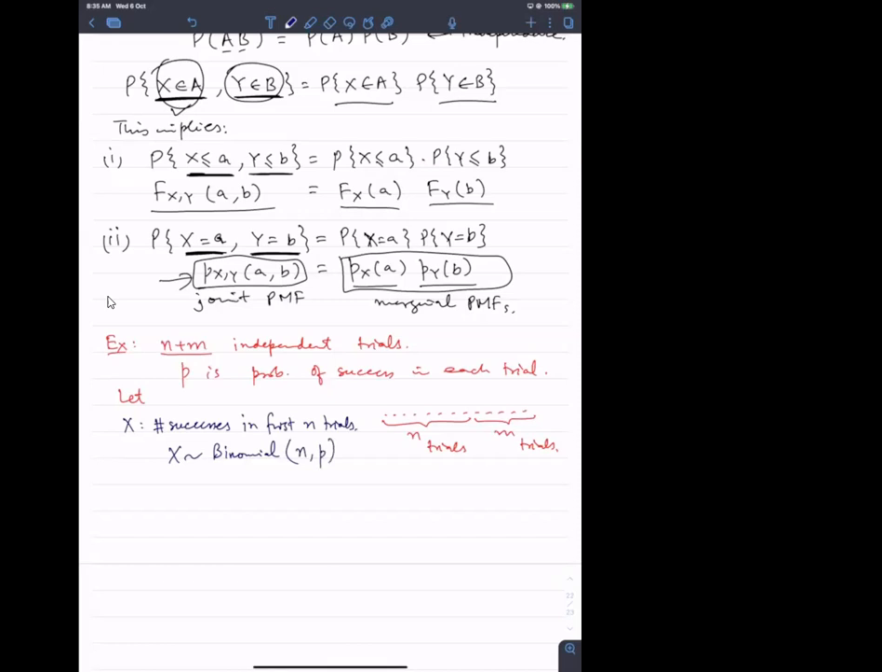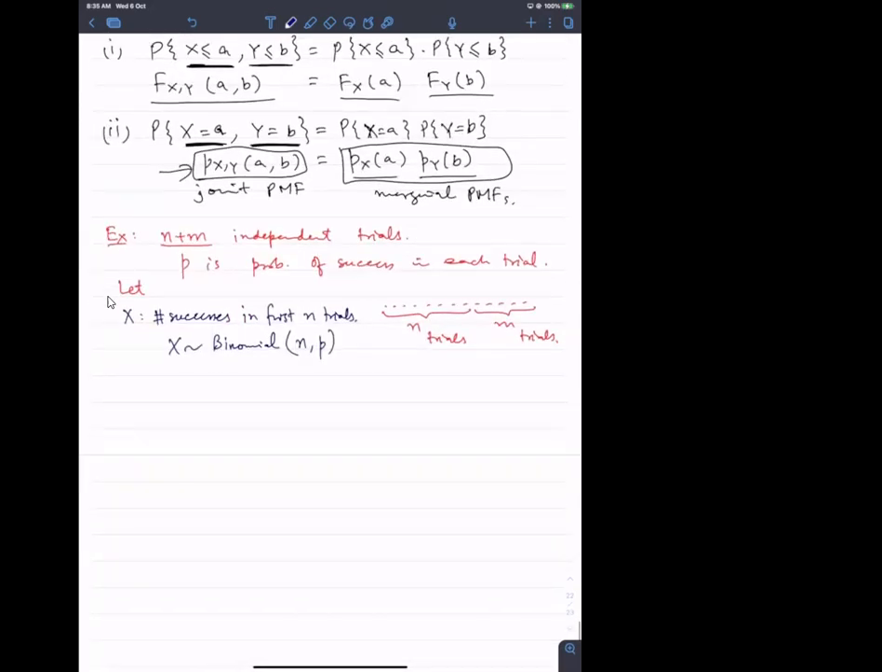What is the expected value of x? The expected value of x is n times p. What is the variance of x? N times p into 1 minus p. ये हमने binomial की expected value और variance जो है last lecture में हमने मालूम किया. So x is a binomial with n comma p.